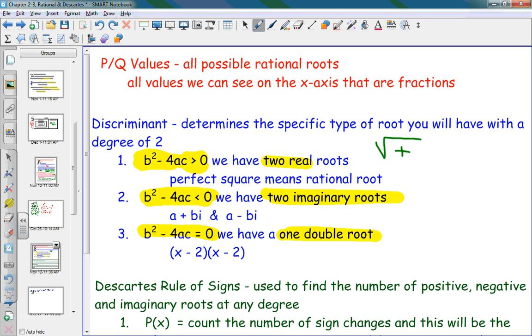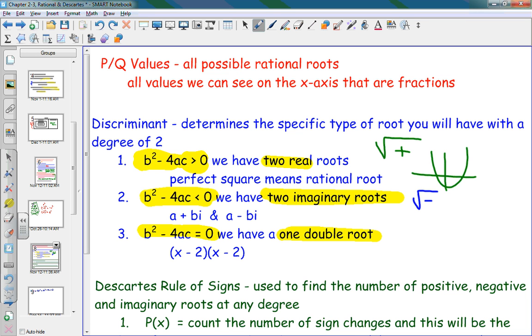Yes, which means I can visibly see it crossing the x-axis in two places. Does that make sense? Yes? Now what happens when my b squared minus 4ac is less than 0? That means I'm taking the square root of a negative number. Can you take the square root of a negative number and be on the real coordinate plane? No. So what I'm asking you is, can you see them when you graph it? Can you see where it's crossing the x-axis? No, because it's not crossing the x-axis.